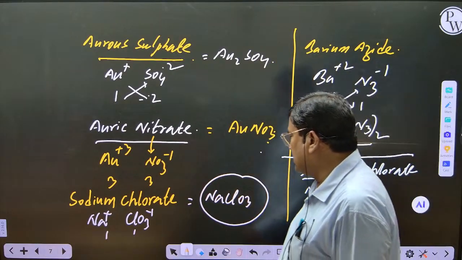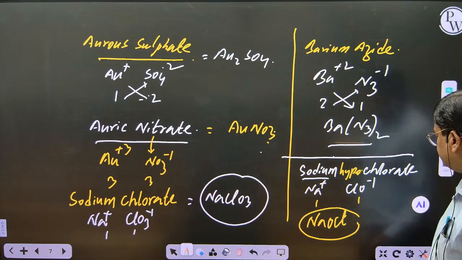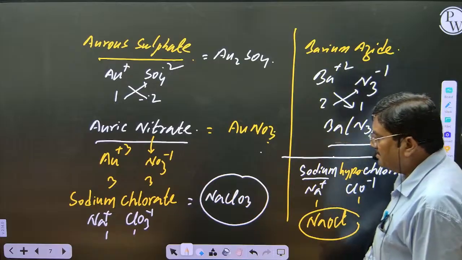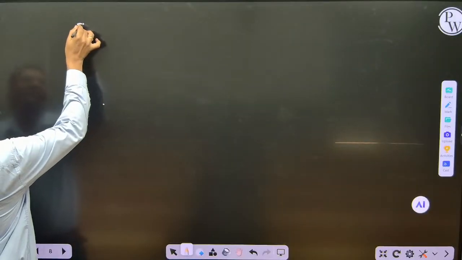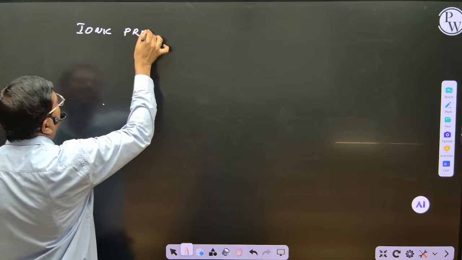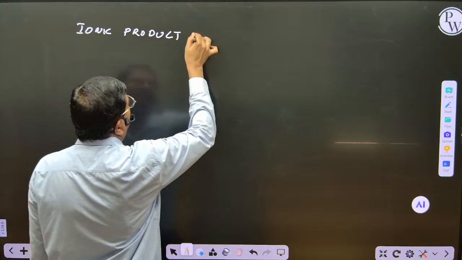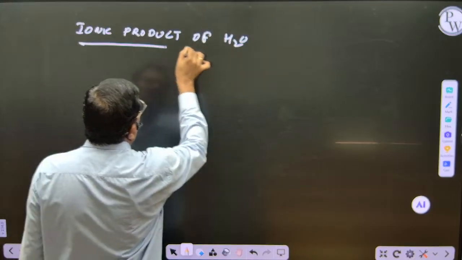Now, write the next heading. Ionic product of water. Copy the next slide heading, ionic product of water. This one we will study later in the equilibrium chapter.